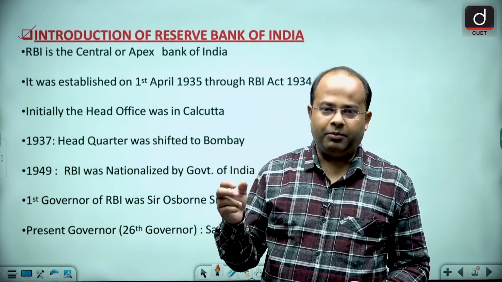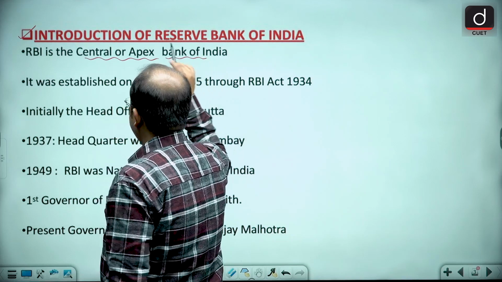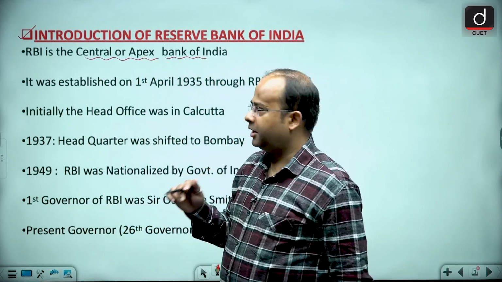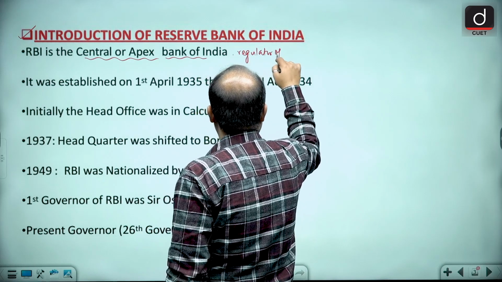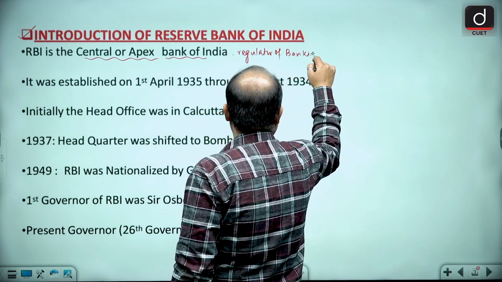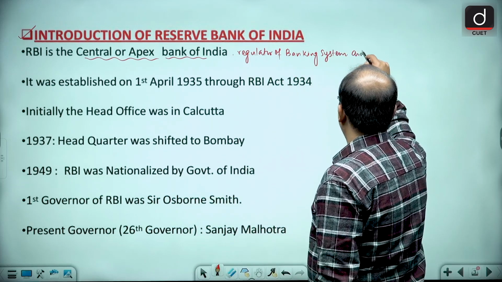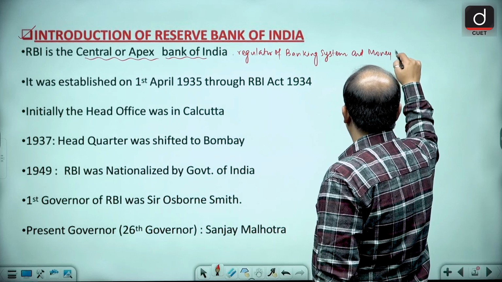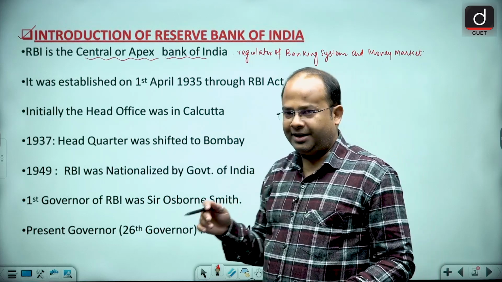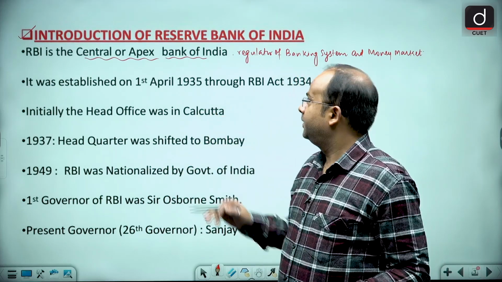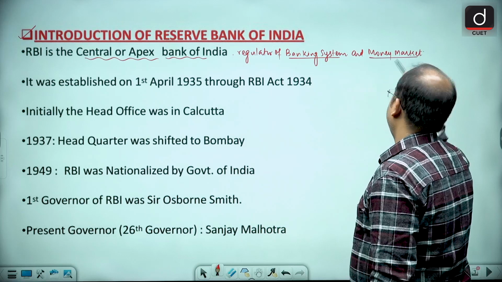So first of all, what type of institution is it? It is the central or apex bank of India, the regulator of the banking system and money market. Money market, guys, is a short term lending market, a short term debt market. RBI regulates the banking system of India as well as the money market.